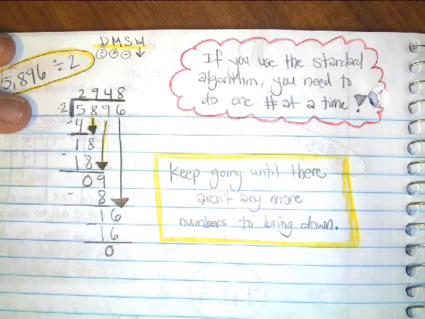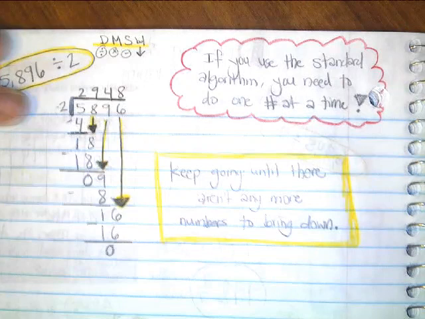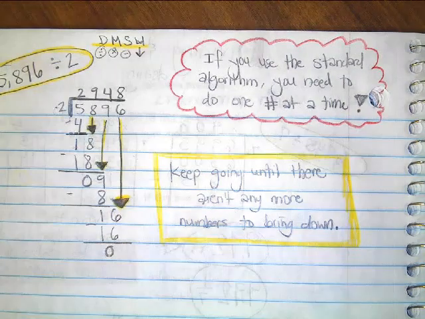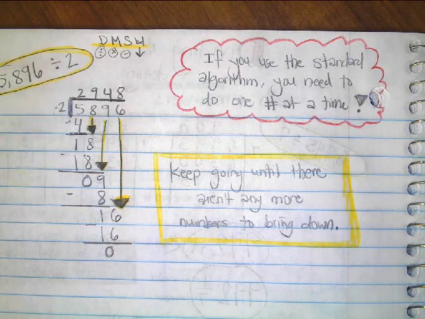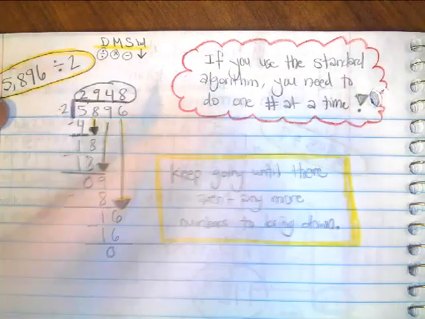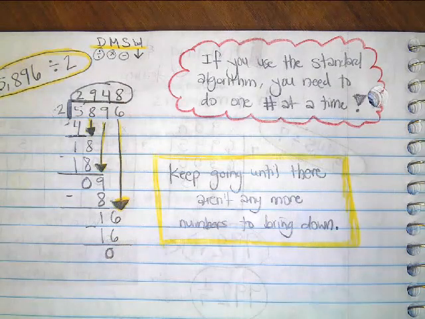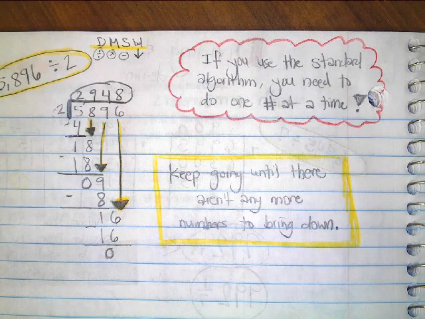Notice how the first one is short. The second one gets a little longer. The third one is really long. It's because I'm passing all of these place values. And I get my final remainder, which is 0. So in this case, the answer is just 2,948. There is not a remainder. If there was a number here other than 0, that would be considered the remainder. Okay? Hopefully that makes sense.